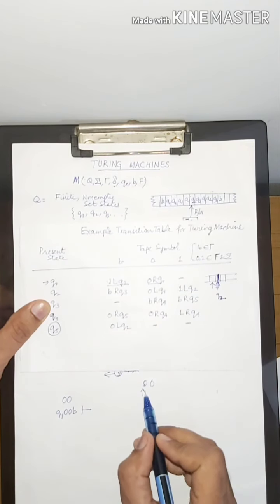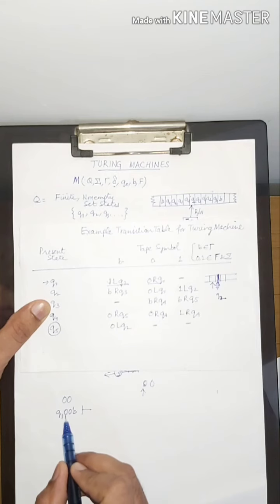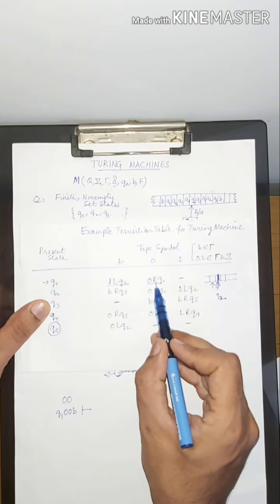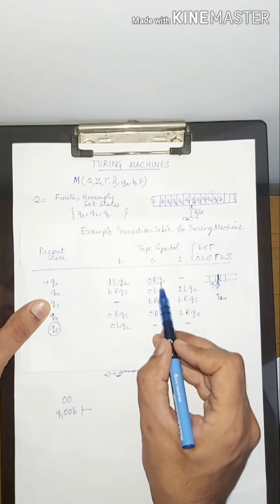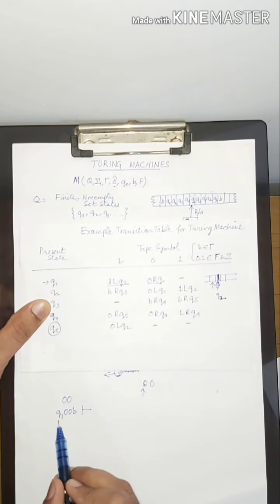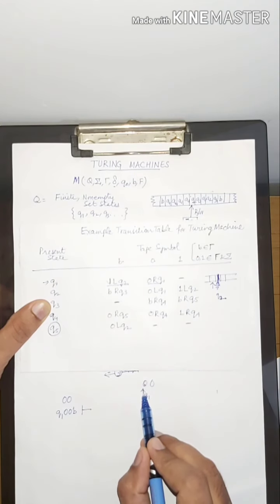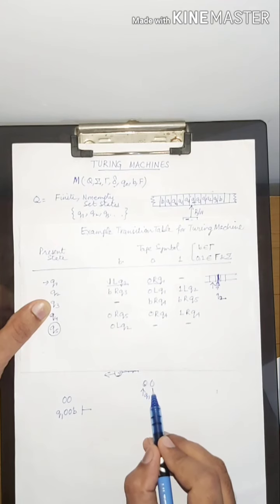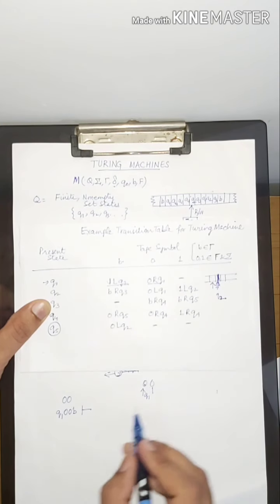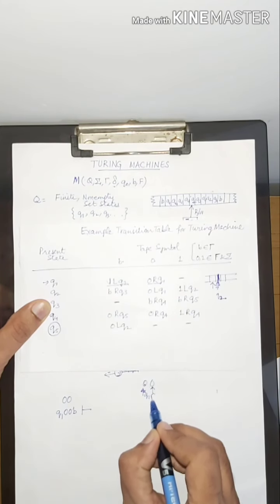Now what next? After replacing this, the state will be changed to Q1. By chance this is Q1 itself, so the state will be Q1 as such, but the head will move to the right. So after this transition, your head will move to this cell. So now for this, the state will be Q1.